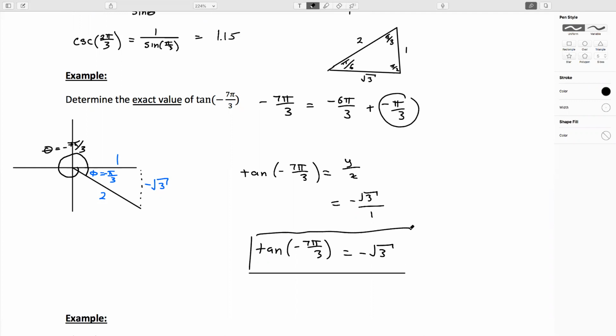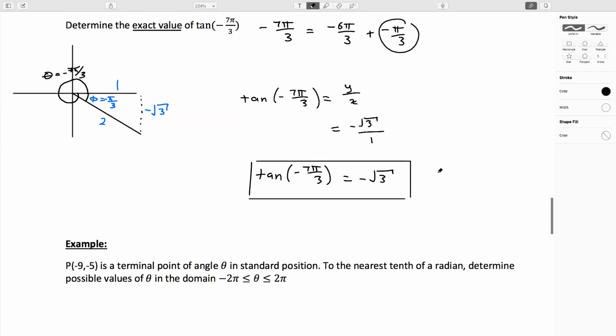If you take your calculator and it's in radians and you tell it to calculate tan of minus 7 pi over 3, you'll get negative root 3. That's what your calculator's doing. Well, it's probably doing an algorithm that's not quite that, but that's the logic of where this number comes from.